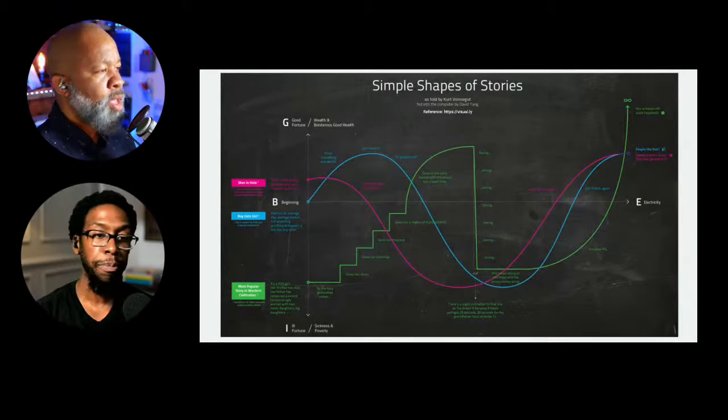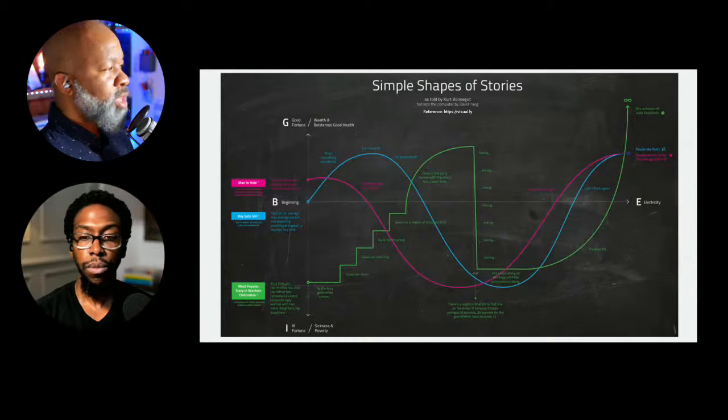So, yeah. So let's talk for a second. We've got these three main types here, man. So what is it that determines what story I utilize?